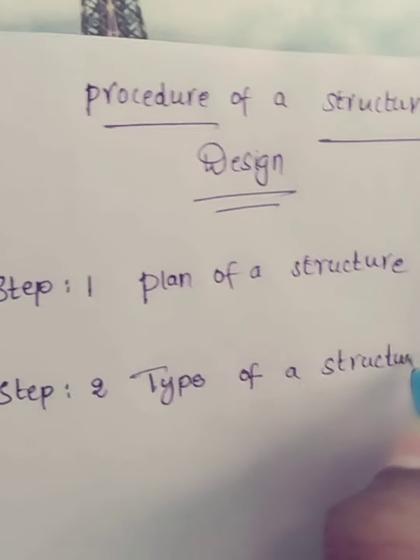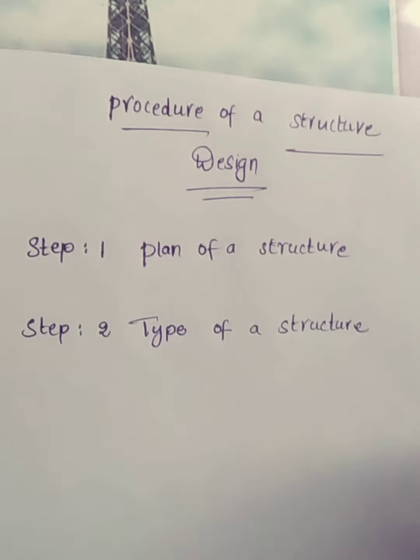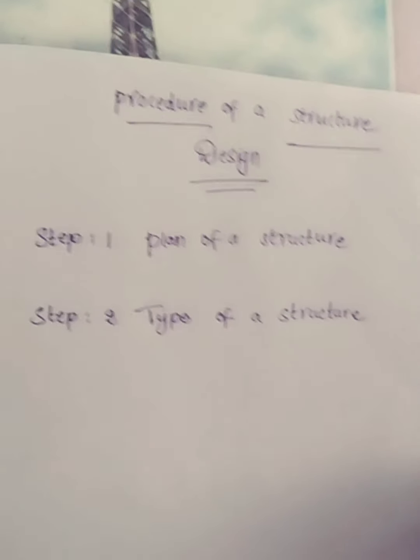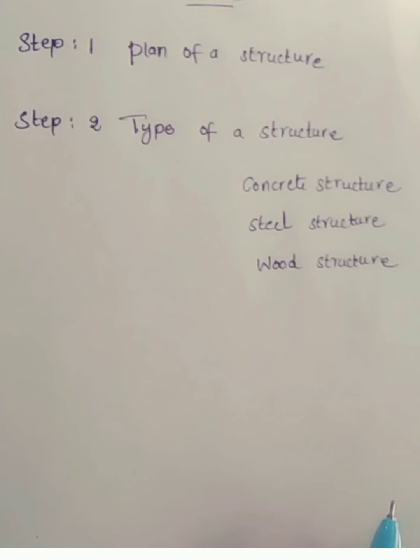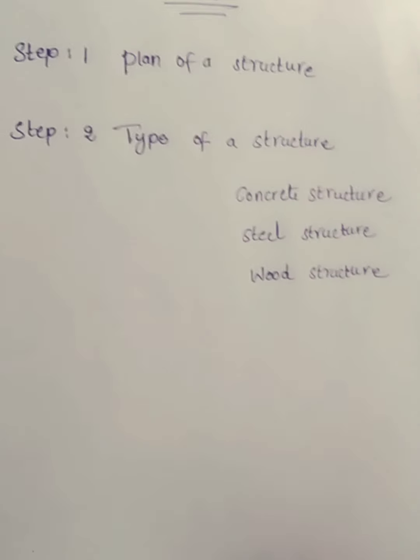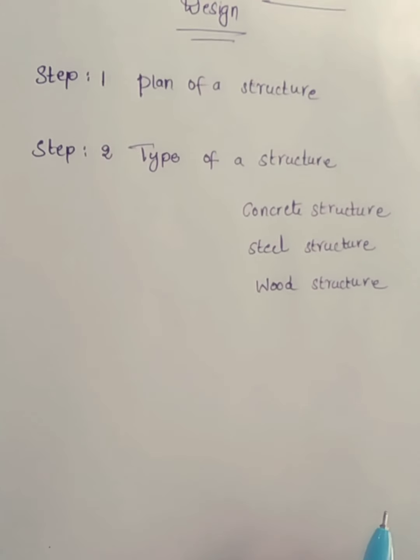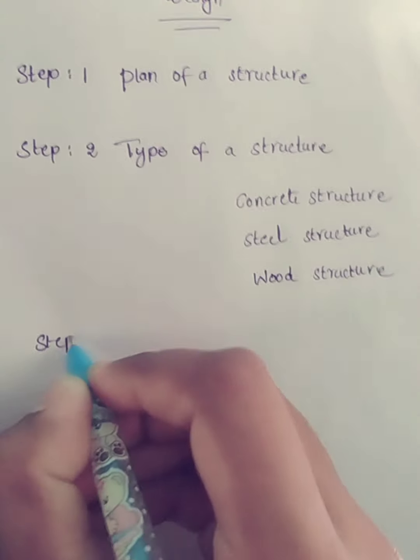This includes which type of structure we want to construct. It may be a concrete structure, steel structure, or wood structure. The structure may depend on the design of a structure. This step is the initiation of construction after deciding the type of the structure.